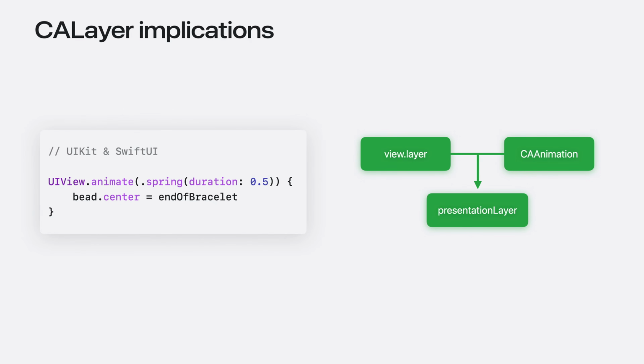If your code works with CA layers, there are a couple of implications to consider when using this new API. The existing UIKit API generates a CA animation, which is then added to the view's layer. However, the SwiftUI animation does not create a CA animation, but instead animates the view's layer's presentation values directly. These presentation values are still reflected in the presentation layer.